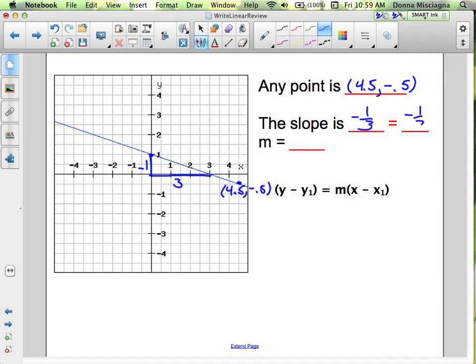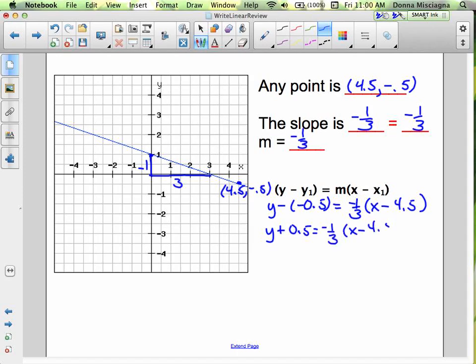So negative 1/3 was our slope. Negative 1/3 is our slope. And so we'll just use that 4.5, negative 0.5. This shows you can use any point at all. If you can identify it, you can use it. All right, so y minus negative 0.5 equals negative 1/3 x minus 4.5. And then let's simplify that minus and negative: y plus 0.5 equals negative 1/3 x minus 4.5.